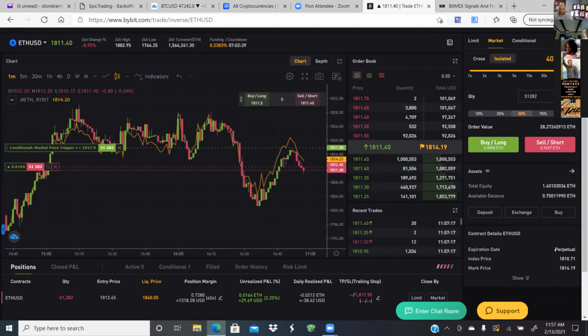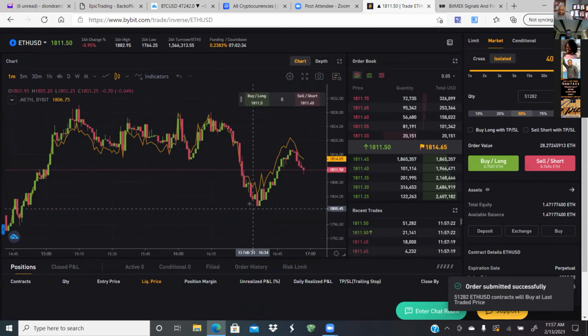I'm up $45. Well, close it. Close us out for the win. Close us out for the win. We've made about $40, or a little less now because we pulled back.